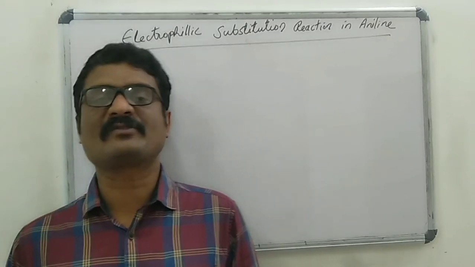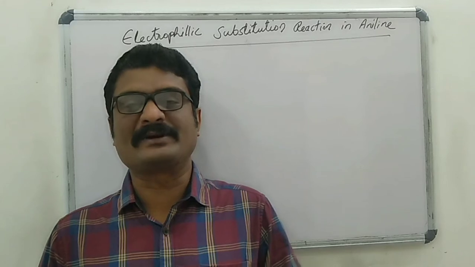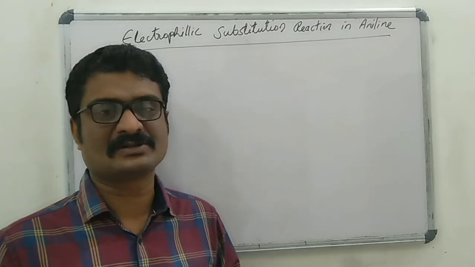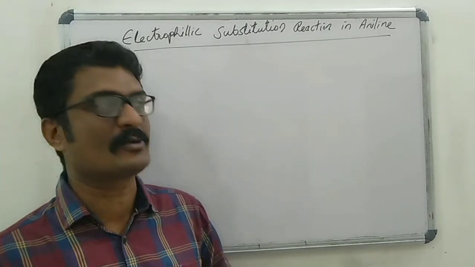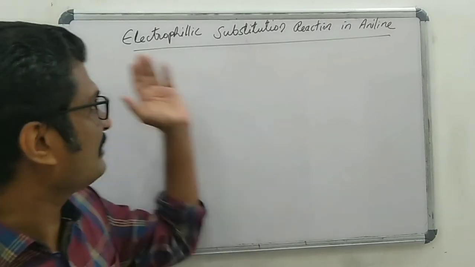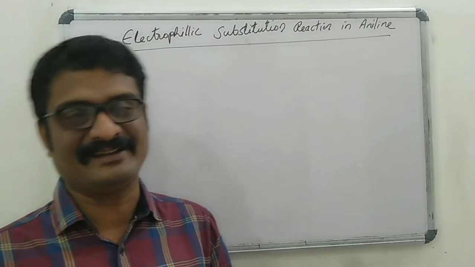Students, so far we have been discussing the chemical properties of amines. Today I am going to discuss electrophilic substitution reaction in aromatic amine. The example for aromatic amine is aniline. Then the electrophilic substitution reaction in aniline.